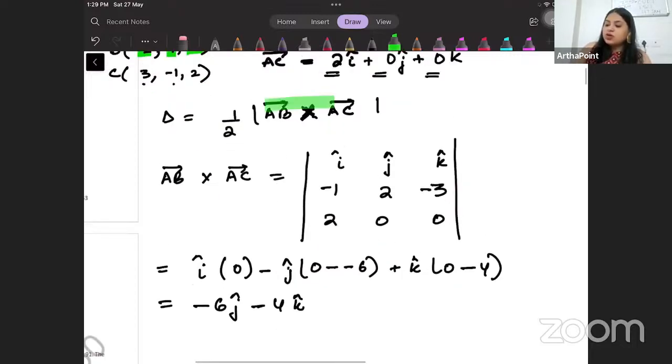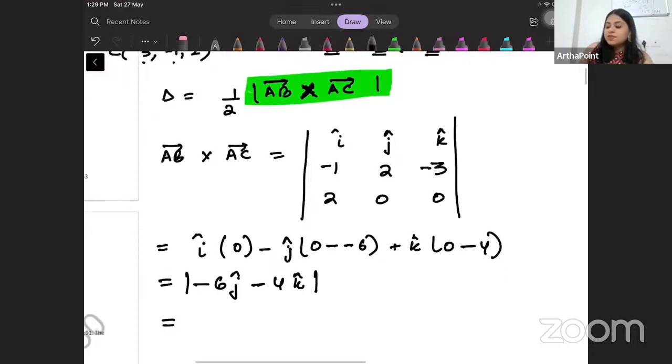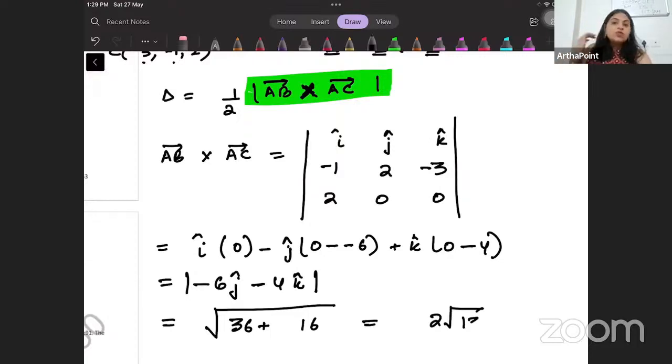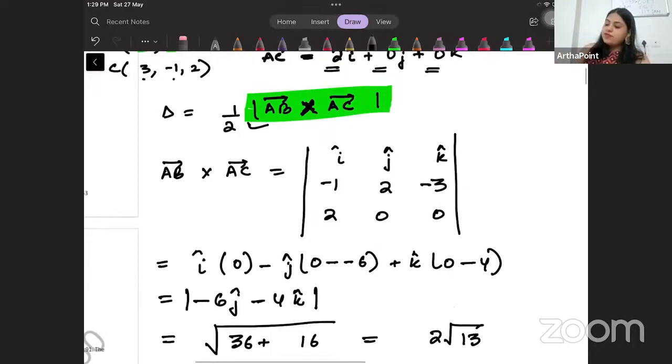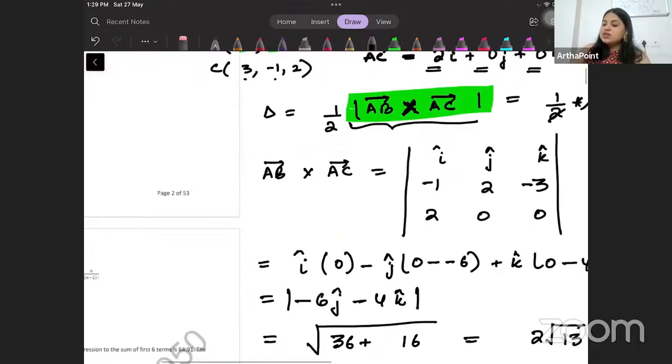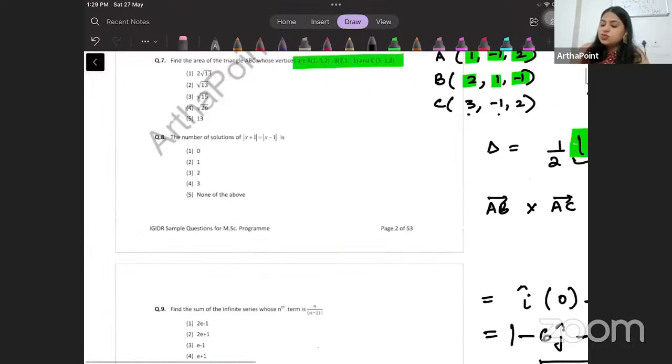Now I have to find its magnitude. This is the cross product. Now I am supposed to find its magnitude also, no? If I were to find its magnitude, what do we do for magnitude? You square the coefficients and find the square root. So if I add 36 and 16 together and find the square root, this will be 2 root 13. So beta, I have got this value as 2 root 13. So the answer to this question will be root 13. This is the answer to this question, which is root 13.